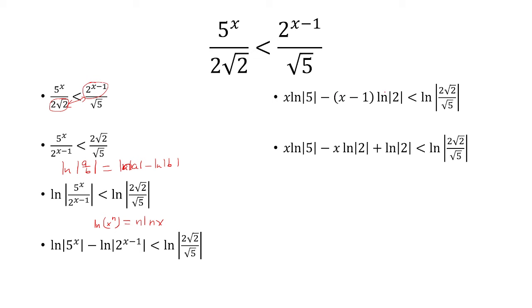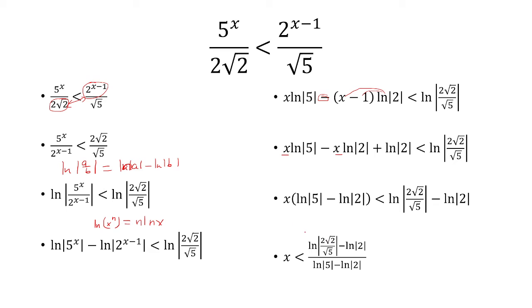And now I'm going to distribute this negative ln of 2 to both the x and the negative 1. Now I can factor out an x from the first two terms. We have ln of 5 minus ln of 2. And at this point, I subtracted the ln of 2 from both sides, and that's why I moved it to the right here. I'm going to solve for x by dividing both sides by ln of 5 minus ln of 2.